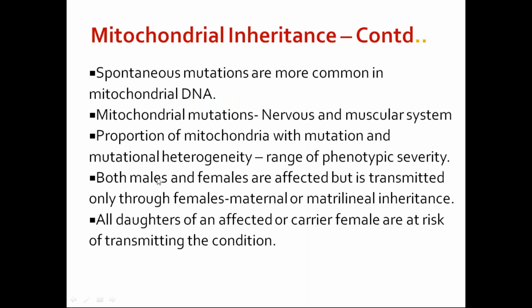Next, mitochondrial inheritance. Spontaneous mutations are more common in mitochondrial DNA. Mitochondrial mutations most commonly affect the nervous system and skeletal muscular system. The proportion of mitochondria with mutations and mutational heterogeneity determine the range of phenotypic severity.